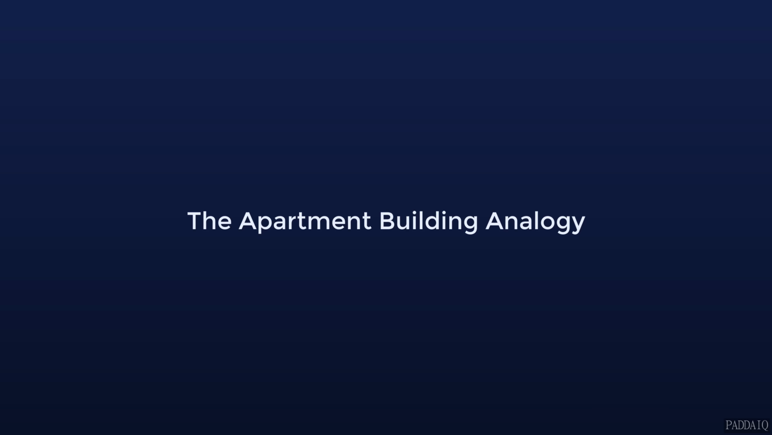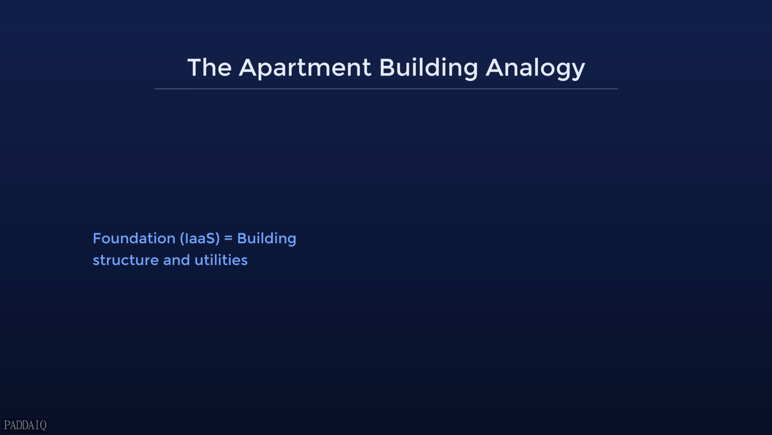The apartment building analogy. Foundation, IaaS, is equal to building structure and utilities. This means IaaS provides the essential physical and virtual resources, like servers and networks, that everything else runs on. For example, it's like renting the land, framework, and plumbing for constructing a building. Without this solid base, no applications or services can be reliably built or operated.